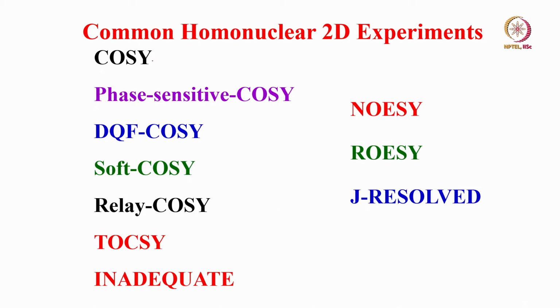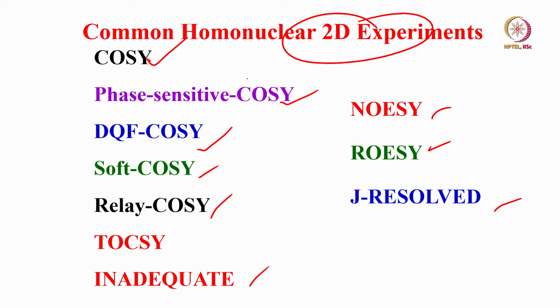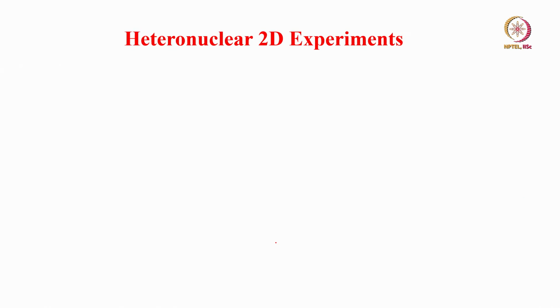Sometimes simple experiments like COSY, phase-sensitive COSY, DQF COSY, soft COSY, relay COSY, TOCSY, INADEQUATE or NOESY, ROESY, J-resolved, these common experiments suffice to get their results. You don't have to go to complex 2D experiments. So the common homonuclear 2D experiments I am talking about are COSY, TOCSY, NOESY, ROESY, J-resolved, and even INADEQUATE.